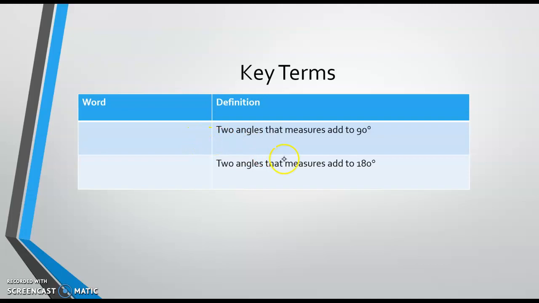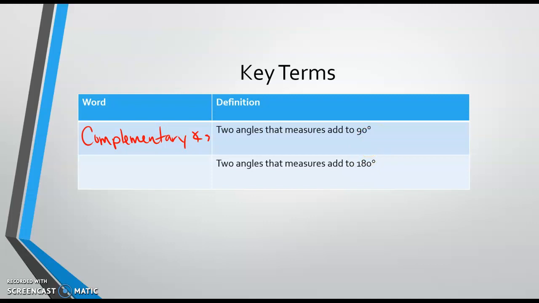So if we have two angles whose measures add to 90 degrees, we call those complementary angles. Now, this is how I always told my geometry students to remember this. 90 degrees is a right angle, and complements are always right.